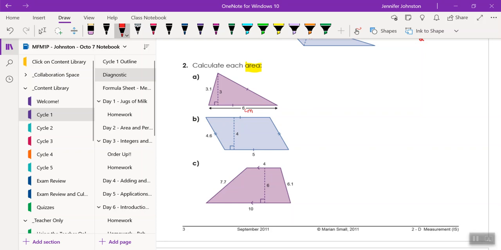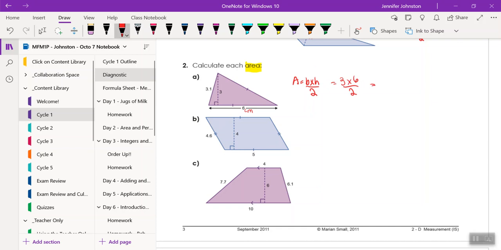Okay, so let's go ahead. And what shape is this? Yeah, it looks like a triangle. So we have A is equal to base times height divided by 2. Right, and let's go ahead and fill those in. Well, we can see here that they give us an extra piece of information. So this 3.1 is not going to help us. We're looking for the height, which is inside the triangle. That's our height and our base. So here we're just going to have 3 times 6 divided by 2.